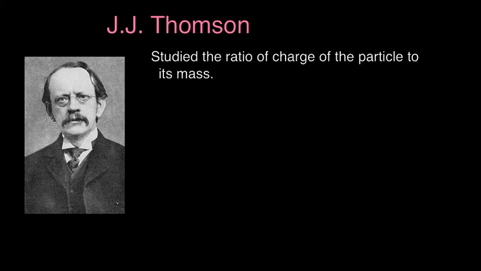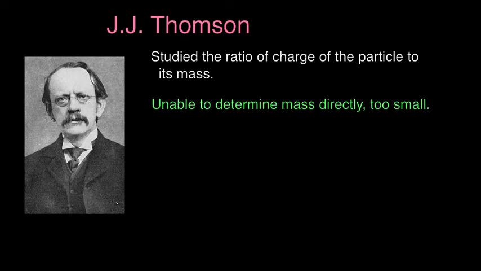Now we have a scientist by the name of J.J. Thomson. He came along and began to do these different experiments on these cathode ray tubes. And he wanted to look at the ratio of the charge of this particle to its mass. He was unable to determine mass directly because the particle is just too small. All they knew was that it was a negative charge. And he looked at these magnetic and electric fields. He was very careful about it, and he finally did determine this charge to mass ratio.